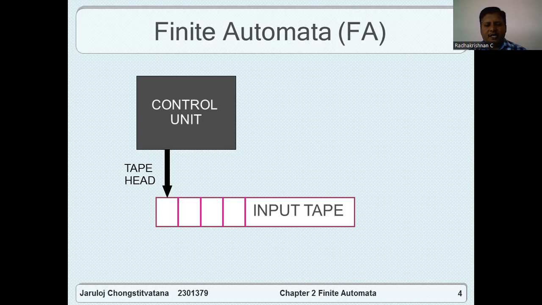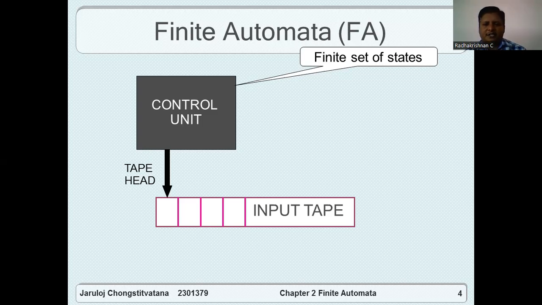The control unit reads the input from the input tape. The input tape is represented in terms of individual cells, and each cell occupies one character. The inputs are read with the help of the tape head by the control unit. The tape head moves in only one direction, from left to right. Initially, the tape head points to the very first character of the input.